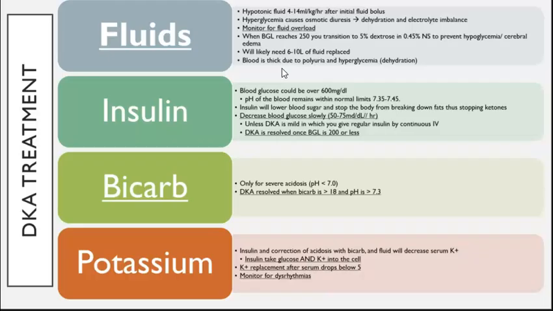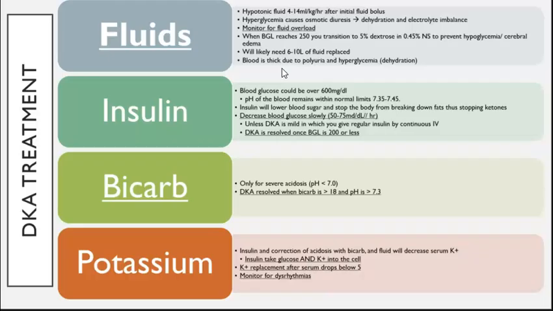Insulin, blood glucose could be over 600. HHS, you'll typically see a higher number than that. The pH of the blood is going to remain within normal limits until the ketones, the fats, start to break down. Insulin will lower blood sugar and stop the body from breaking down fat. Why? Because it's allowing glucose to enter the cell. If we give them insulin, the glucose can now get in the cell, and the body's like, oh, I don't need to break down any more fats for sugar.